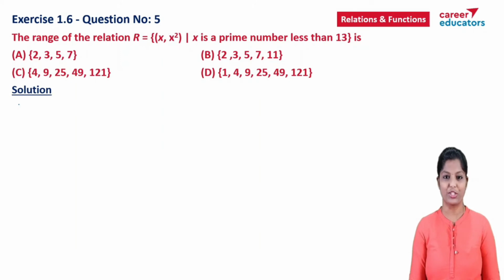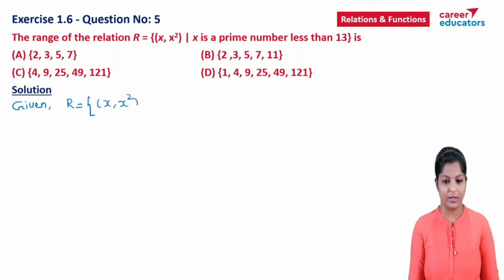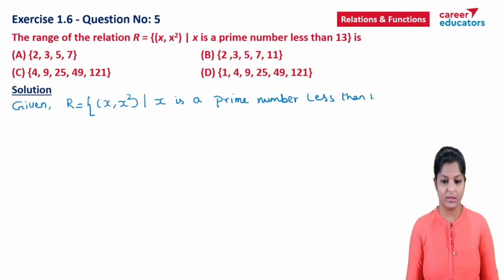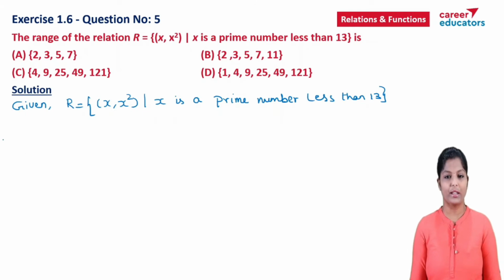Next, we are going to solve question number 5. Here, the relation R is defined as x comma x square, x is a prime number less than 13. We have to find the range of the given relation. Let's solve the problem. Given R equal to x comma x square, x is a prime number less than 13. To find the range of relation R, first we have to find the relation R.